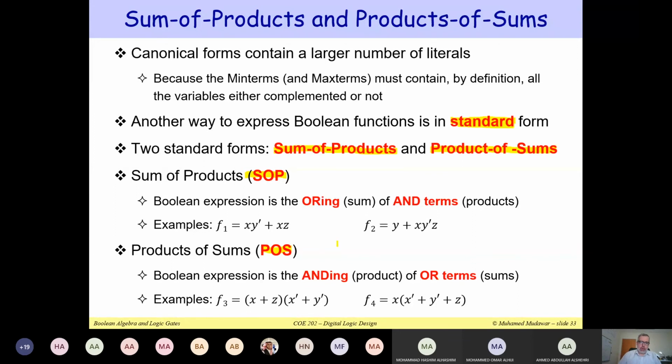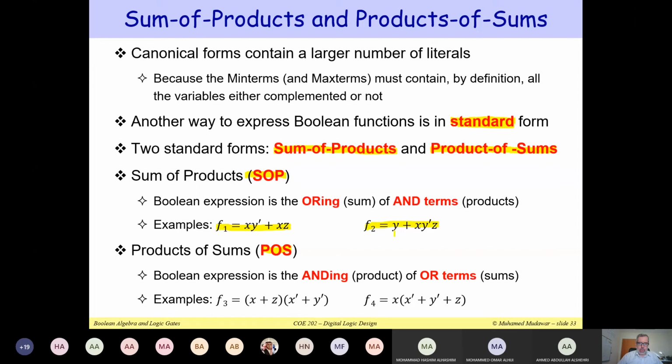The meaning of sum of products is that you are ORing n terms. For example, if I have the function f1, it is xy prime or xz. Notice that xy prime is not a minterm because z does not appear. Xz is also not a minterm because y does not appear. We call this a sum of products. The terms are called product terms, and the plus indicates the sum. The same thing here, f2 is a sum of products.